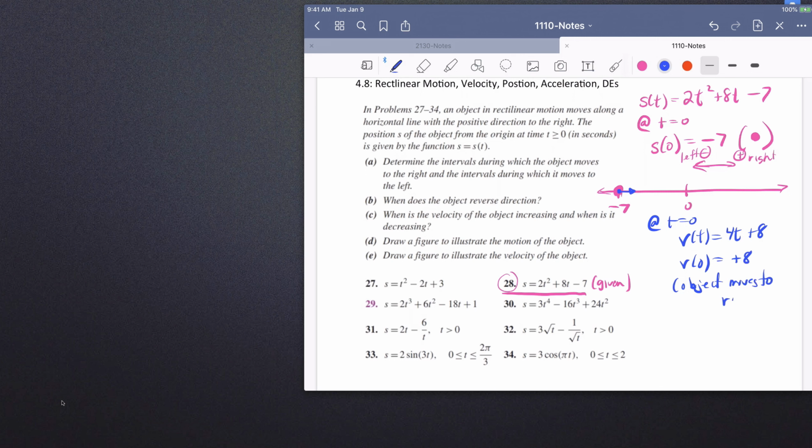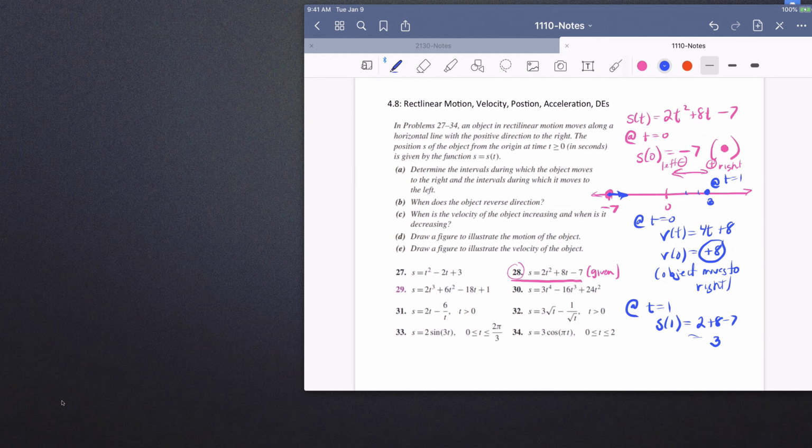Object moves to the right. Now we can see that that kind of makes sense because at time t equals 1 second, the position of the object is 2 plus 8 minus 7, which is equal to 3. So at t equals 1 second, our object is 3 units right over here. To go from -7 to 3, we did have to move to the right, which is what our velocity being positive was telling us.